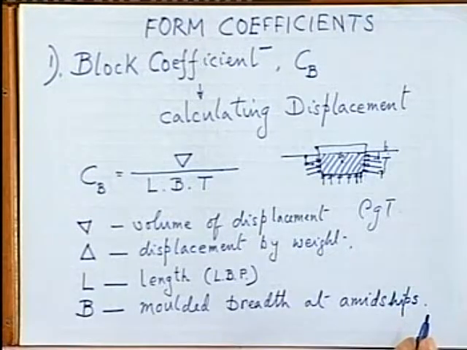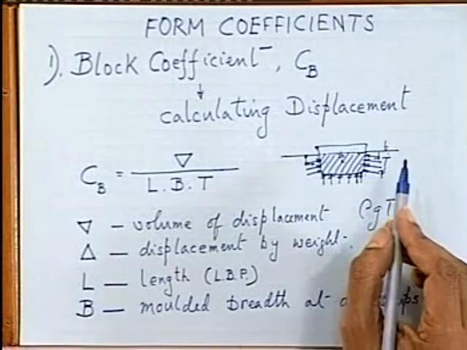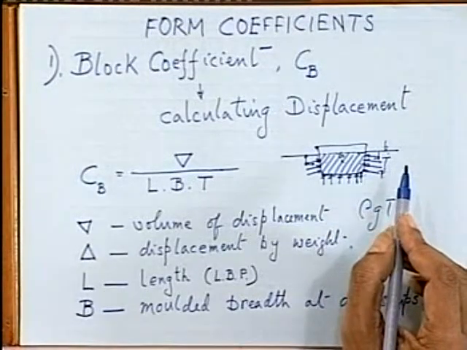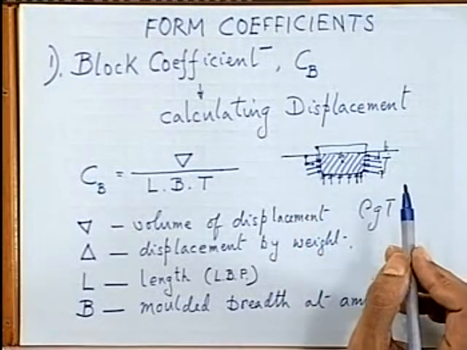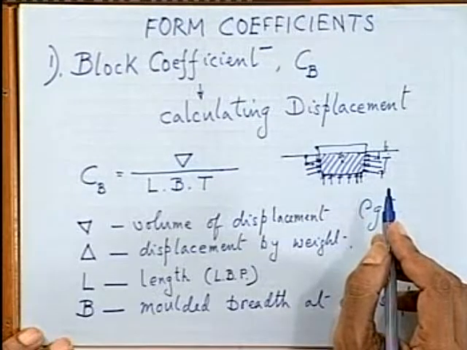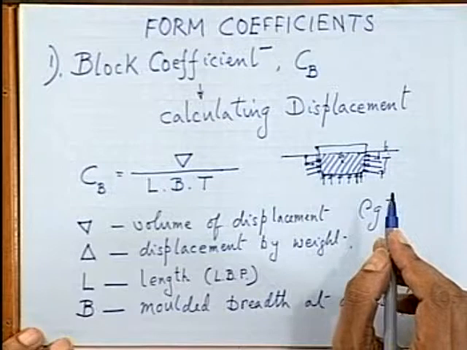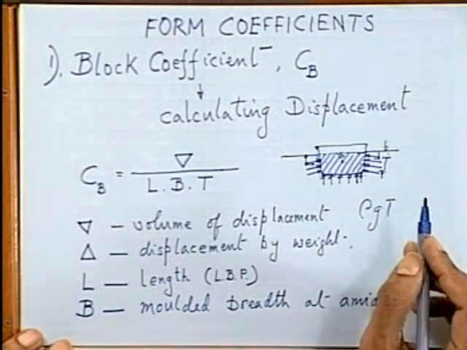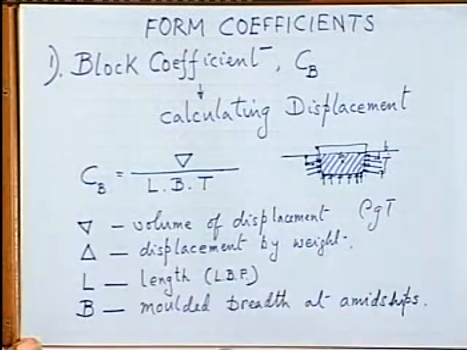So actually, all these coefficients, it is better to base on some molded dimensions. And if you want to take the shell plating into account, then those are called extreme displacement. There is a molded volume and extreme displacement, which will give you the volume of water displaced by the shell plating.